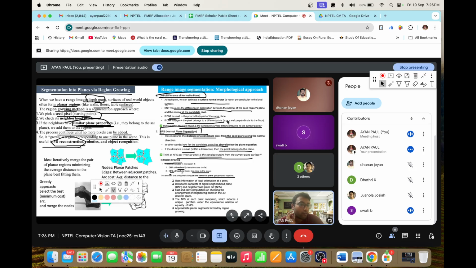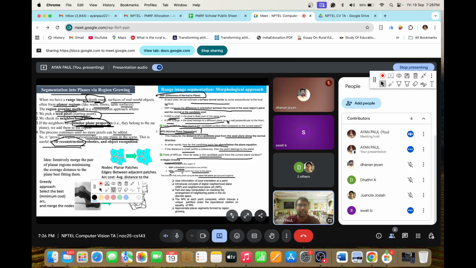For that, we have two different pixels. One is the seed pixel from where we are starting, and then we have a candidate pixel, that is in the neighborhood of the seed pixel. If the candidate pixel has the same planar property, then we add this point to the region growing. Otherwise we do not add this point to form a planar region. Region growing means planar region growing. So this is how we do it.